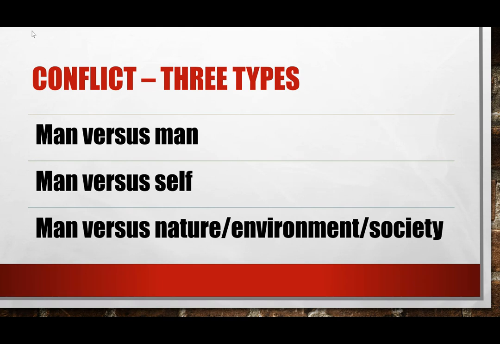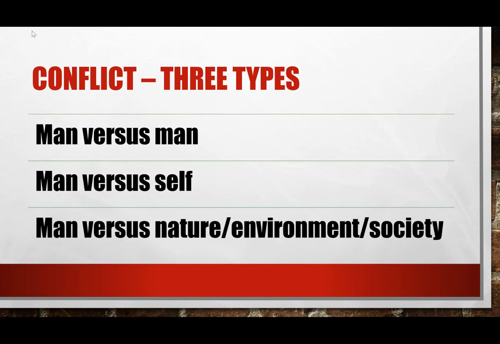Man versus self is inner turmoil or inner conflict. This is where your morals are put at play. You see somebody hitting somebody else at school, and you could do something about it, or you could not do something about it. Additionally, it might be something where you're not sure about yourself and your identity. So man versus self is inner conflict. And then the third most common one is man versus nature or environment or society. Those are the three traditional literary conflicts.